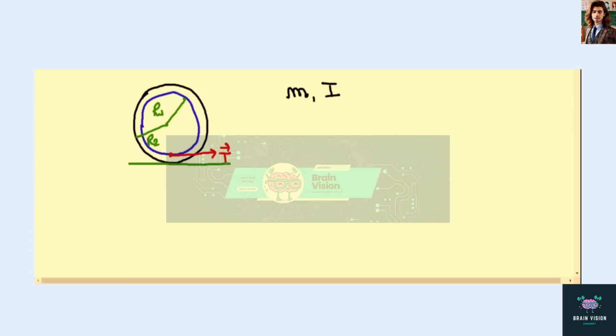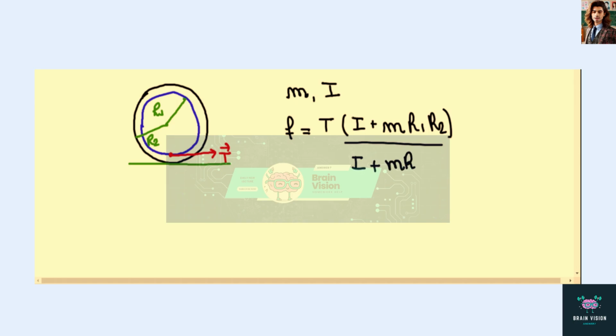And our goal is to show that the magnitude of the friction force between the surface and the spool of thread is T times (I plus M R1 R2) divided by (I plus M R2 squared).